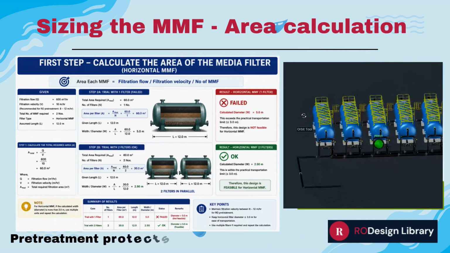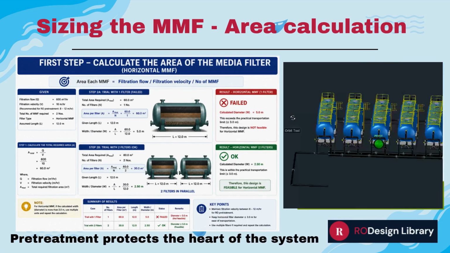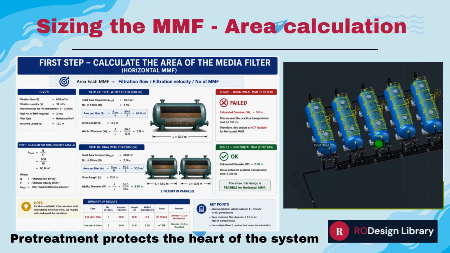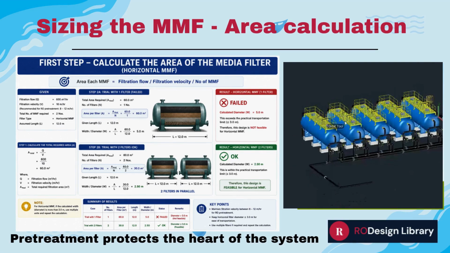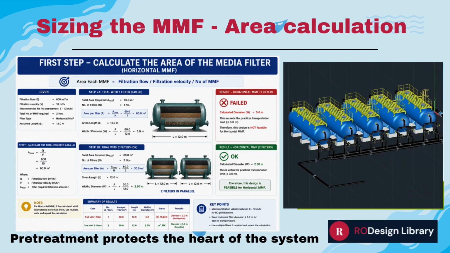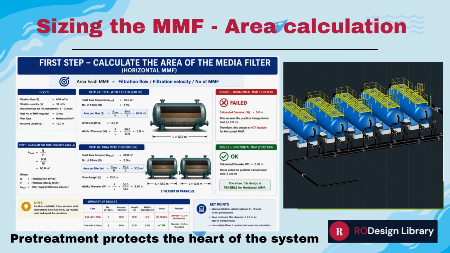Now repeat the calculation using two horizontal filters. The diameter reduces to 2.5 meters, which is within the transportation limit and is therefore acceptable. For a gravity media filter, a single 12-meter by 5-meter filter cell is an acceptable design.